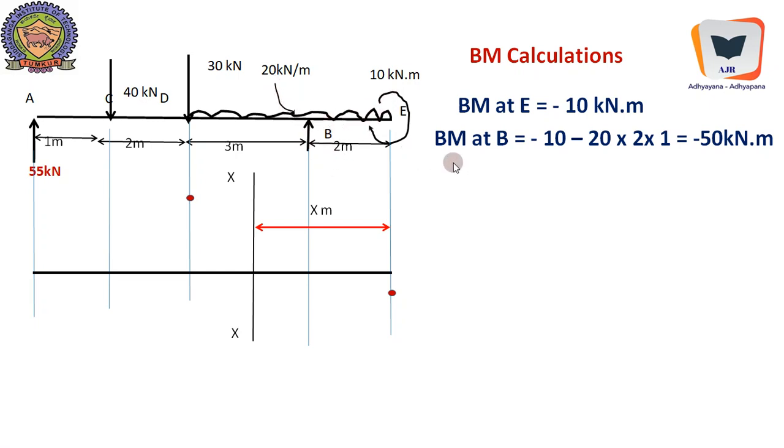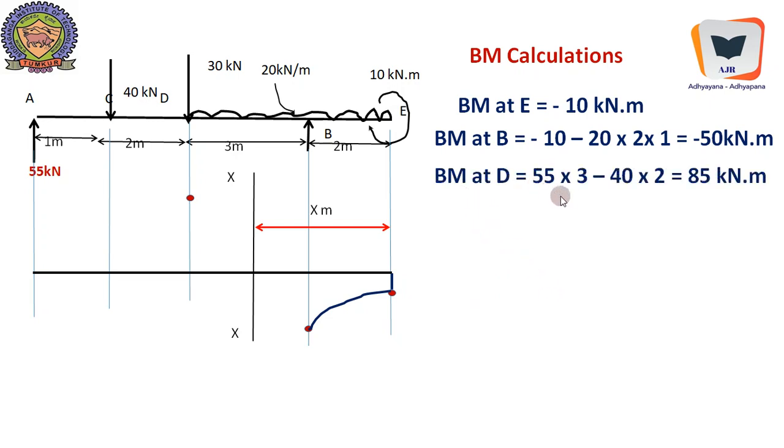It is 20 into 2 into 1, because the moment arm is 1. It will give us minus 50 kilonewton meter. It is plotted by a parabolic variation, justifiably so. And bending moment at D is 55 into 3 due to reaction, positive, minus 40 into 2, that is plus 85 kilonewton meter.